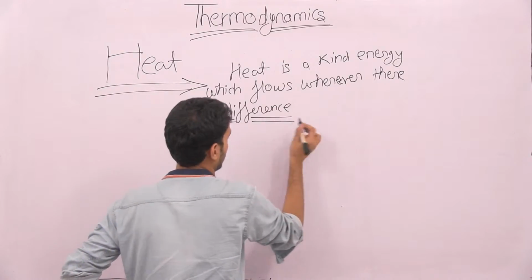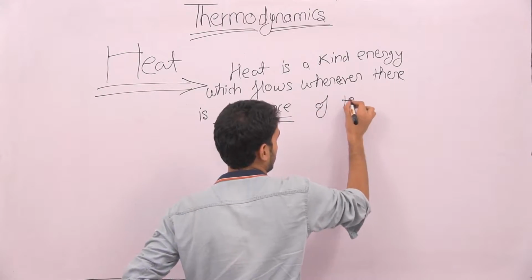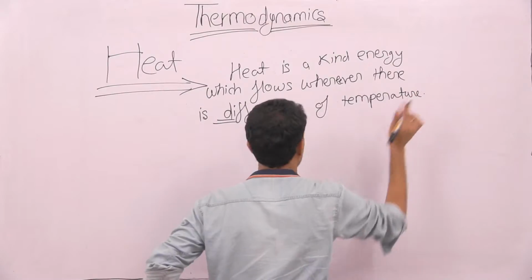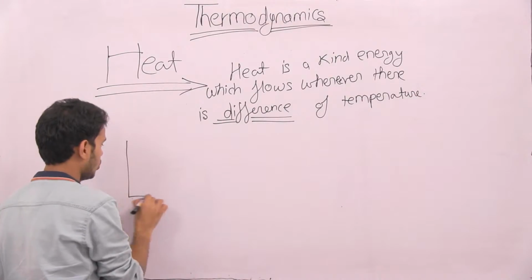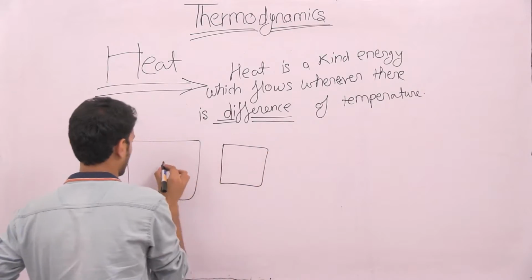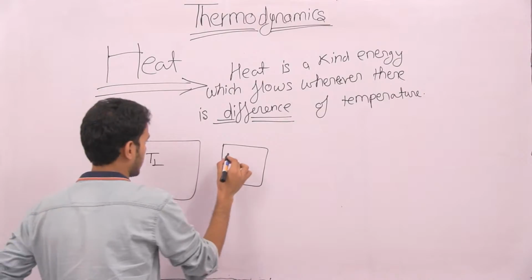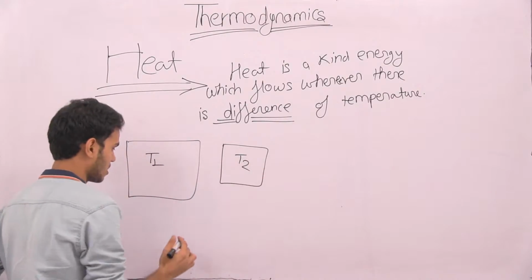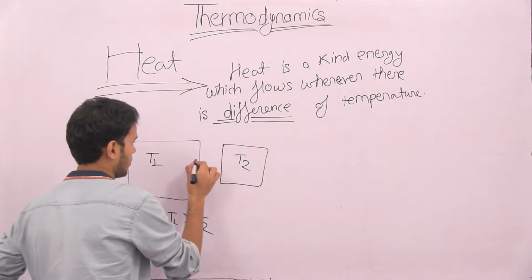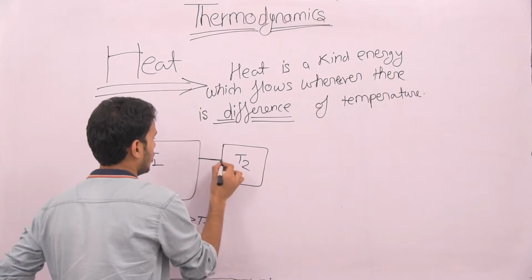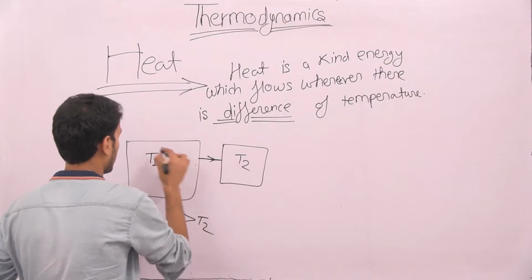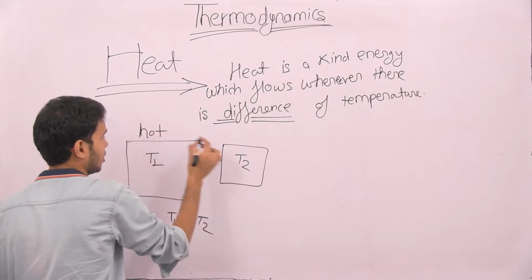difference वर्ड यहाँ इम्पोर्टेंट रखता है ऑफ टेम्परेचर. तो जब भी दो बॉडीज होंगी और एक बॉडी अज्यूम्ड T1 टेम्परेचर पे है, एक बॉडी अज्यूम्ड T2 टेम्परेचर पे है और T1 T2 से बड़ा है, और अगर हमने इनको कनेक्ट कर दिया तो इसमें हीट फ्लो करेगी T1 से T2 की ओर, क्योंकि ये हॉट बॉडी है, कोल्ड बॉडी है.